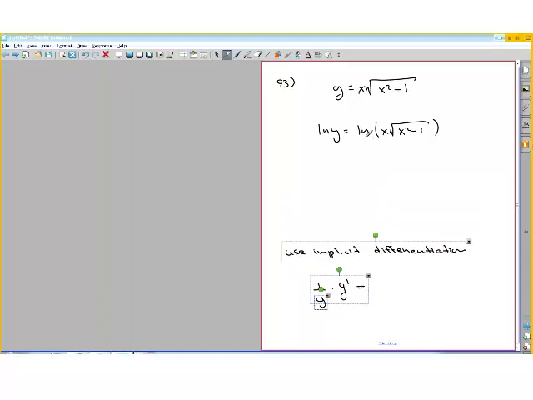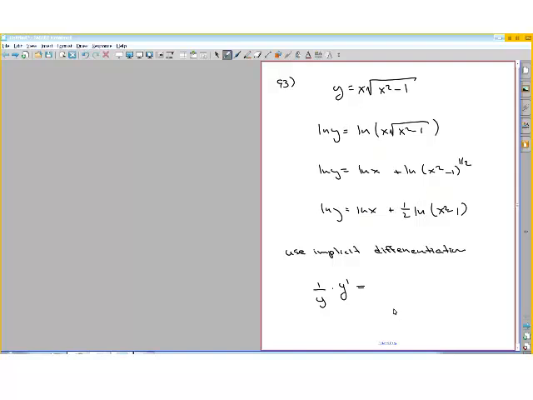First thing we're going to do is use the properties of logarithms to break this apart. So we get the natural log of y is equal to the natural log of x plus the natural log of x squared minus 1 to the half power. So I've done two things here. I changed that to the half power, and then I broke it apart. And then the final thing is I can take that 1/2 out as an exponent. That's the whole purpose of taking the natural log of both sides, to get that simpler.